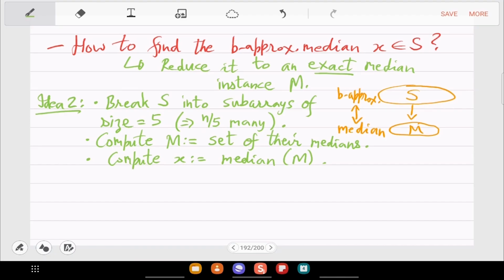So the question is, what kind of an approximate median is this? Right, this is the property you want to prove now, or even discover. So can you see this already? What is the property of X if you take the median of medians in an array? Okay. If you don't see it, then you have to work hard.